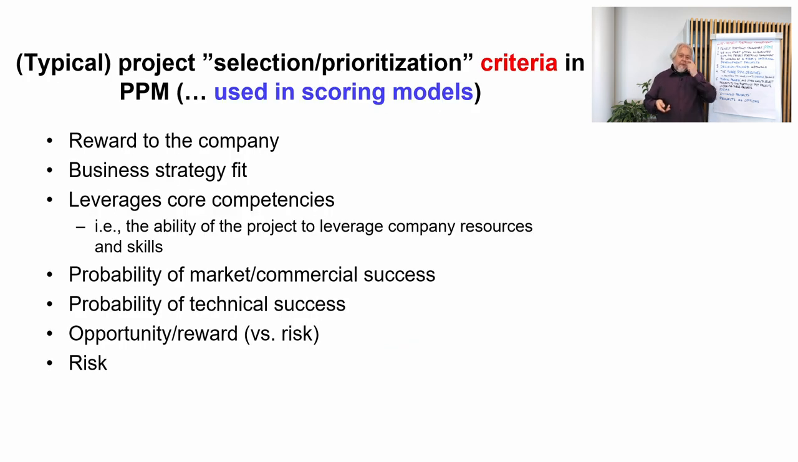Well, now typical project selection or prioritization criteria in project portfolio management are shown in this picture. And these criteria are used in scoring models. I have a few other pictures in the next slides where I can elaborate on these particular criteria. Leverage core competencies, the third bullet here, refers to the use of the company's resources, or whether we have a fit between our capabilities, whether we really can successfully do that kind of a project or not, whether that is our area in terms of capabilities or knowledge at all.